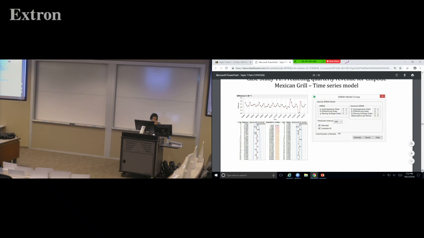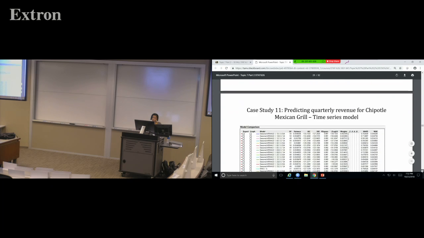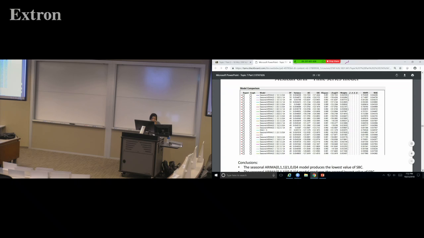So here we go. When you examine the results from the model comparison, what we're able to see here is that the seasonal ARIMA 0111004 produces the lowest value of SBC, and then the 0110014 produces the second lowest value for SBC. Okay, so those are the 2 models I'm going to move forward with and try to examine what they look like.